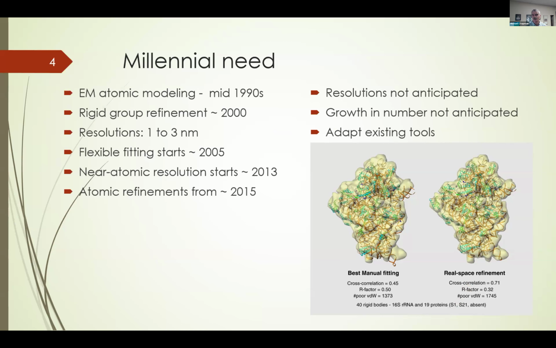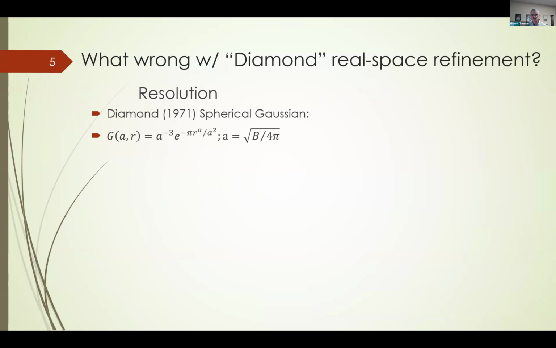Throughout this time period, there was a lot of motivation to be using the methods from crystallography adapted to electron microscopy. At that time, we didn't anticipate the growth in electron microscopy and the extension to higher and higher resolutions. And so the motivation was to adapt existing tools rather than to develop new ones.